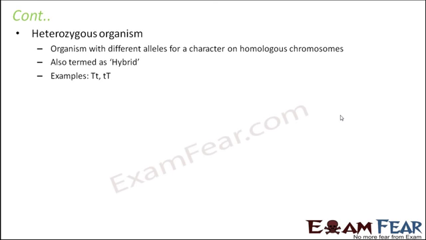Here the organisms are with different alleles for a character on homologous chromosomes. So the character will be the same. For example, here height of the plant is the character, but one is capital T, the other one is small t. So it has received a tall trait from one parent and a short trait from the other parent. Now how do we know whether it is going to be short or tall? That depends on which of these alleles is dominant. If capital T is dominant, then it will be tall. If small t is dominant, it will be short.